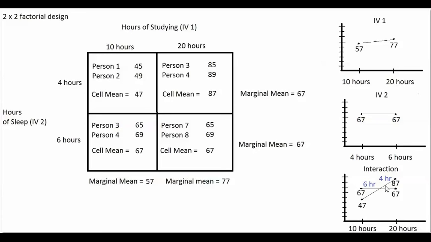The word interaction doesn't actually have anything to do with whether the two lines are physically interacting. Let's look at the two main effects. Here we have a main effect of IV1. Here we have no main effect of IV2. So what I've shown you here is a data set in which one of the two main effects is missing, and we do have an interaction.